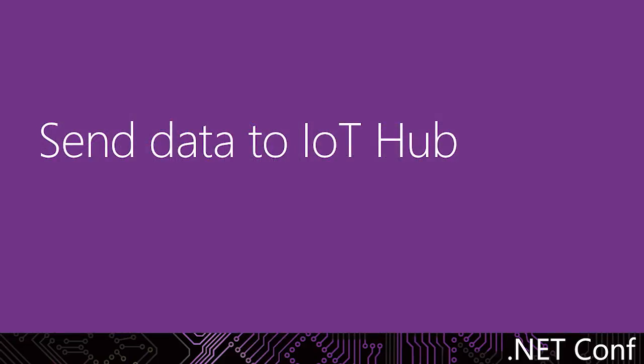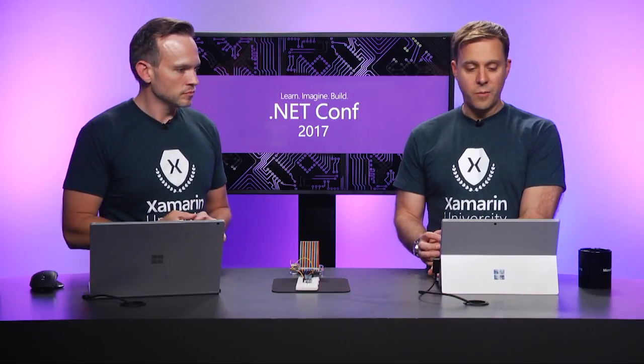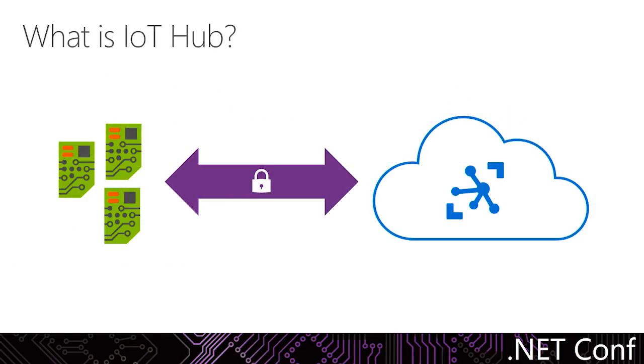Absolutely. And so we're going to start by sending data to the cloud. To do that, we're going to use something called IoT Hub. So from our architecture diagram, we're really focusing on the first part here, that's just the IoT device into Azure, into IoT Hub. So Jason, really, what is IoT Hub?